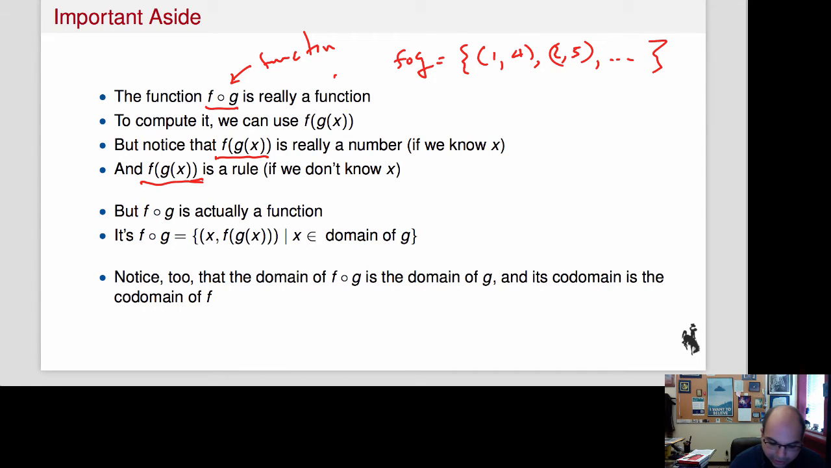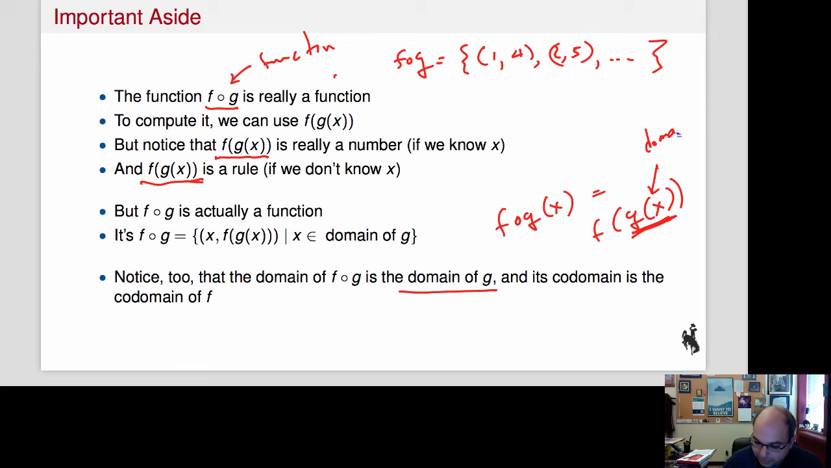Now, I talked about the domain and the range. So what exactly is the domain of this? Well, it has to be the domain of g, because f of g of x is equal to f of g of x, right? So to compute g of x, x needs to be in the domain of g. There's just no other way. Now, what about the codomain? Well, the codomain is the codomain of f because it's f of something, so it's got to be in the codomain of f. These are little details, but make sure that all of this makes sense to you.